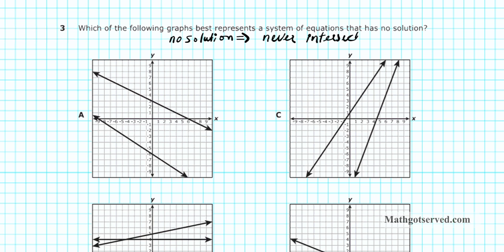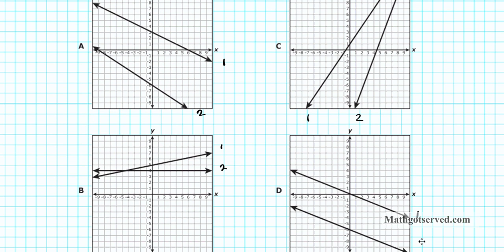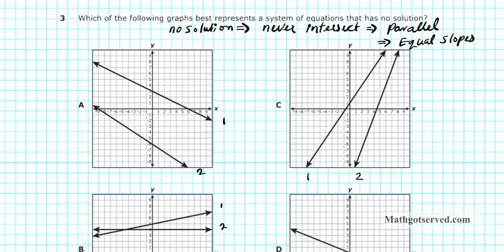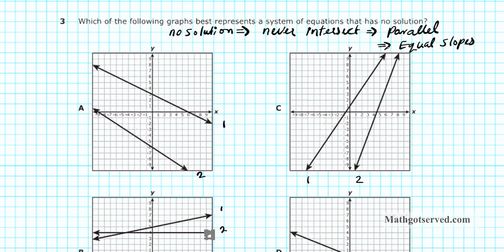Now what does it mean for two distinct lines to never intersect? Well, that basically means that they're parallel. Okay? So what does it mean for two lines to be parallel? It means that the slopes are equal. Okay, so that's equal slopes. So if we look at these lines, let's call them 1, 2, 1, 2, 1, 2, and 1, 2 down here. Any pair of lines that are parallel, those are the lines that satisfy this condition. Those lines will have no solution because they remain parallel forever and they will never intersect.